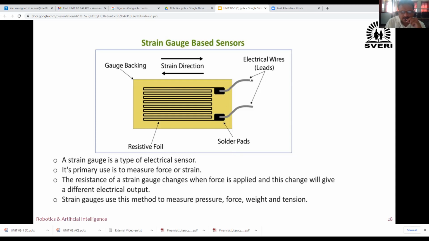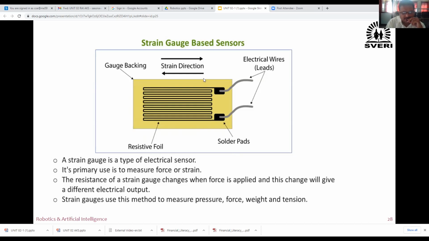Now here, electrical wires are connected at the two ends of the strain gauges. This is one end and this is another end. Now this is the gauge backing. This is the resistive foil. Strain gauge consists of these different parts. This is the solder pads.